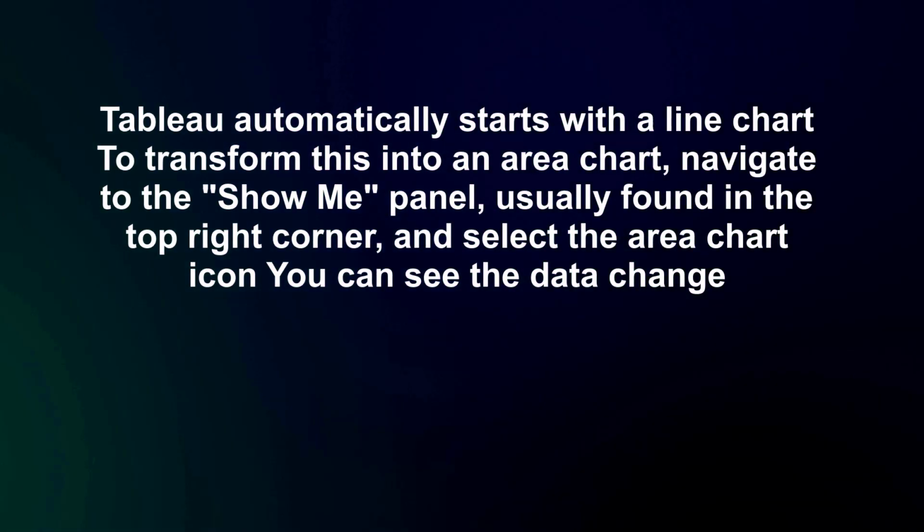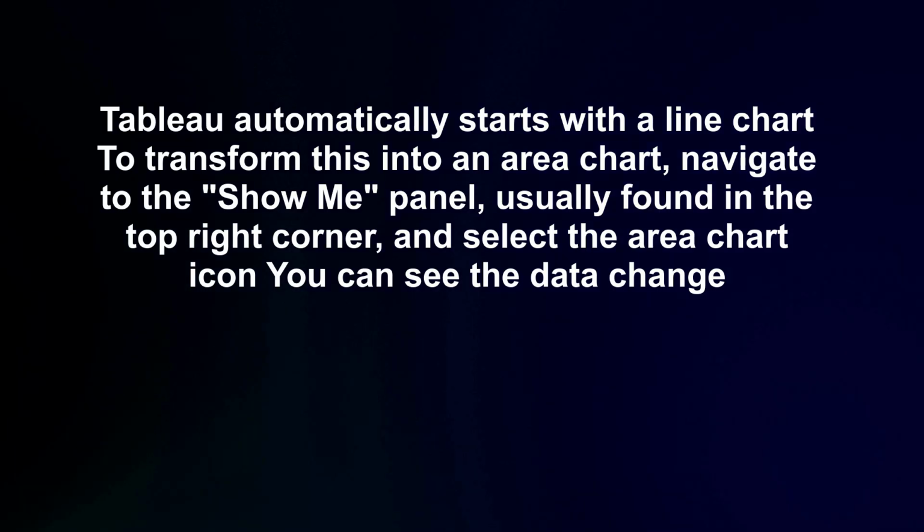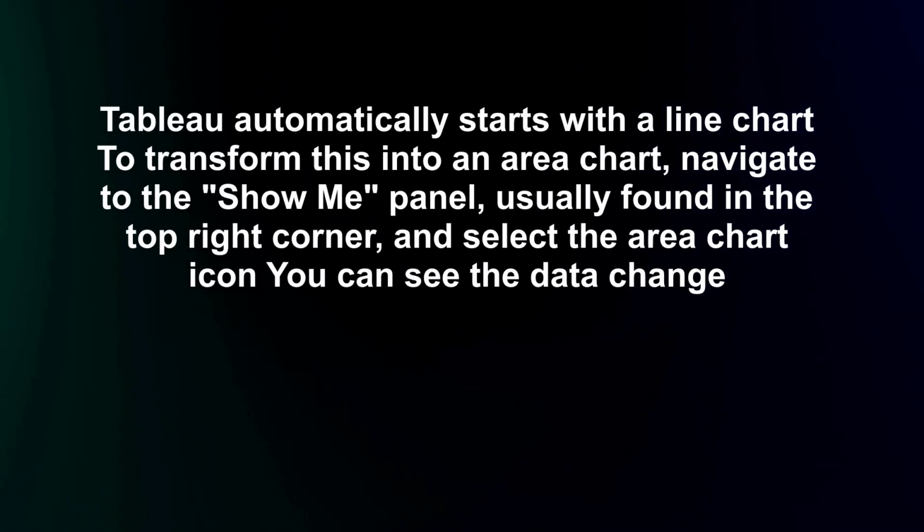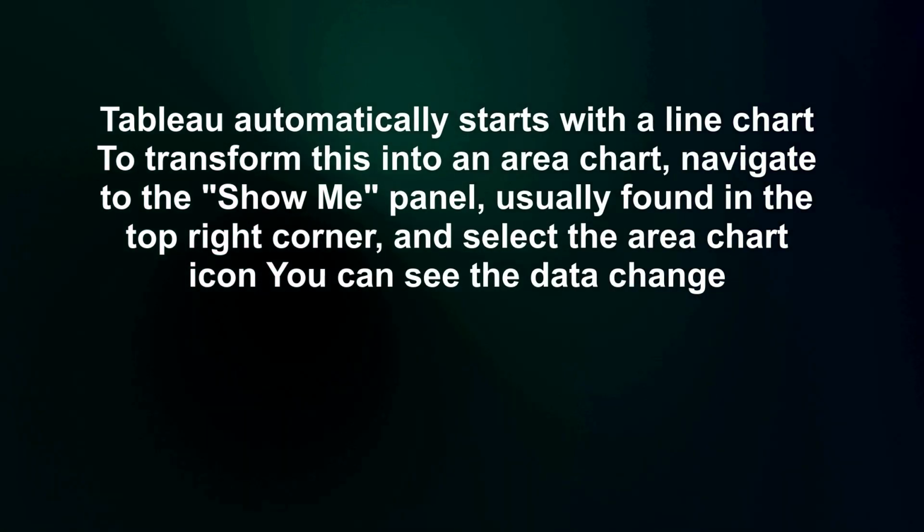To transform this into an area chart, navigate to the Show Me panel, usually found in the top right corner, and select the area chart icon. You can see the data change.